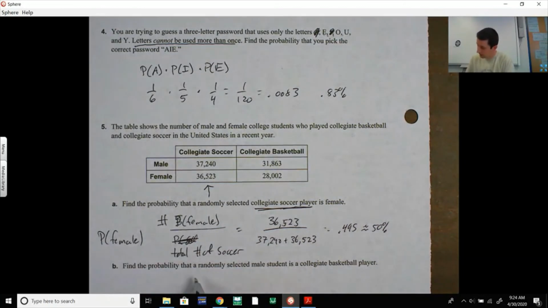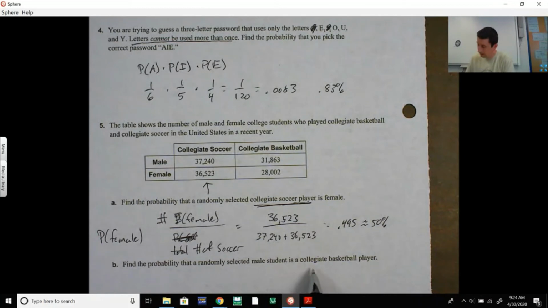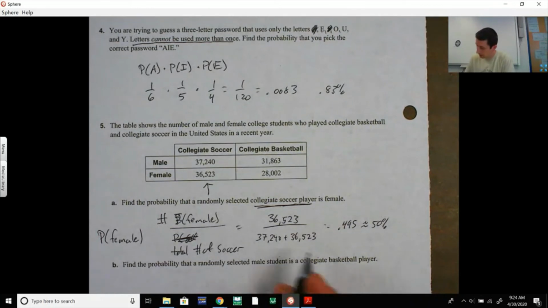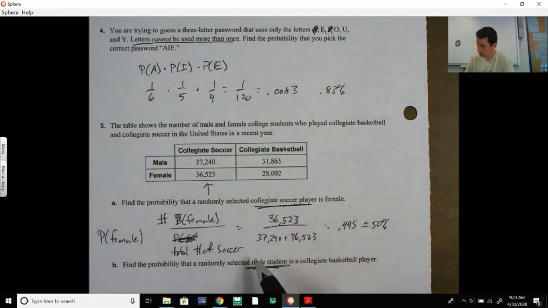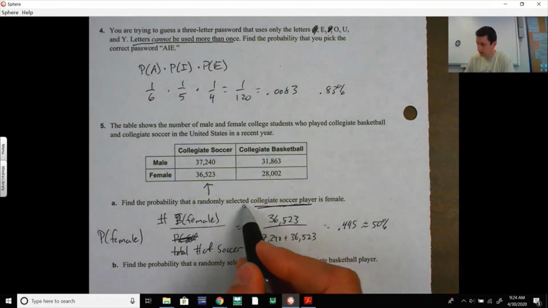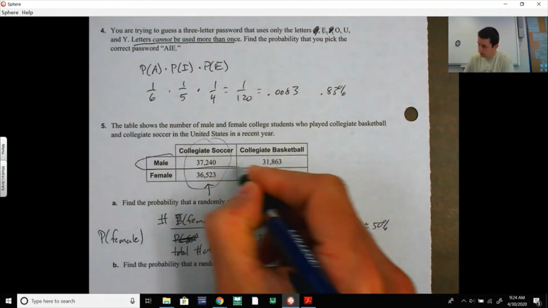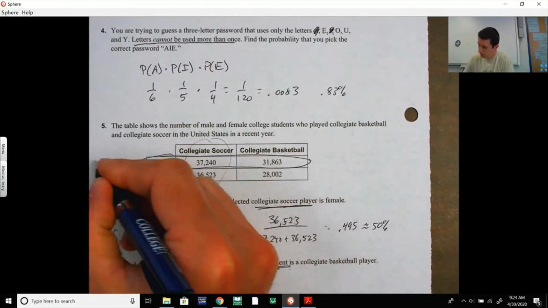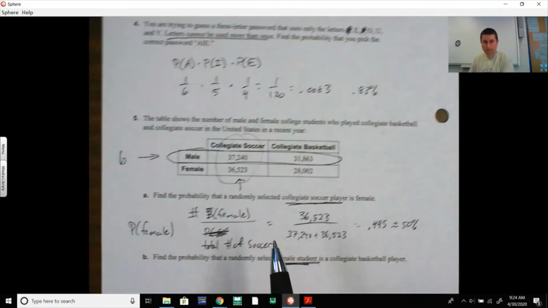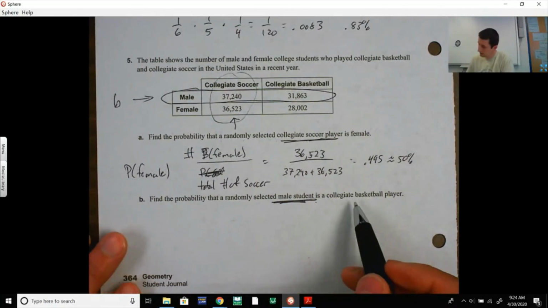Find the probability that a randomly selected male student is a collegiate basketball player. So this is where we're starting here, randomly selected male student. Okay? So notice they said randomly selecting collegiate soccer player, we're looking at this. Now for a male student, we're going to be looking at these. That's part B. Is a collegiate basketball player.